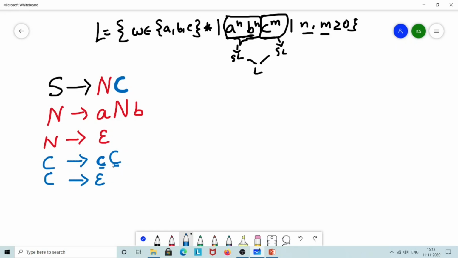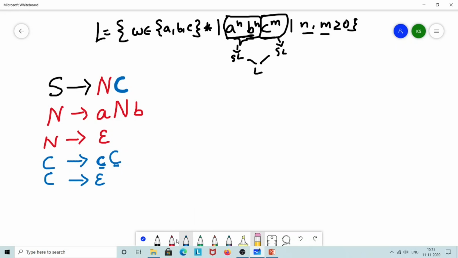Now there is a question: why is it necessary to write a terminal before a non-terminal? Can it be written as C gives capital C followed by small c? Yes, even this is totally fine. If you write your answer in this way, even that is valid. So this is the answer, the context-free grammar for this particular language.